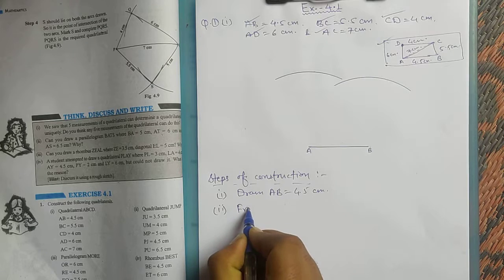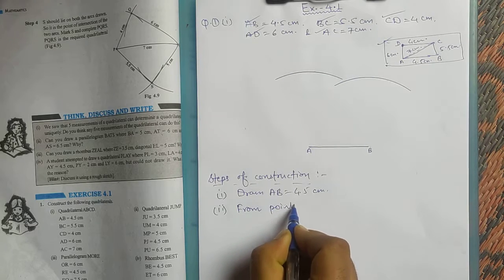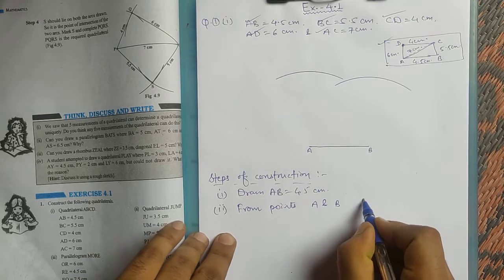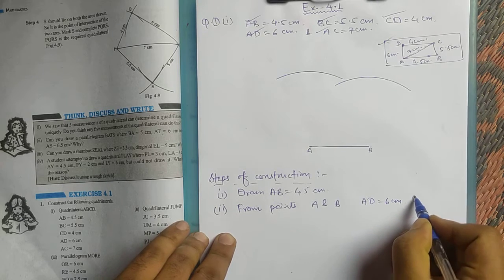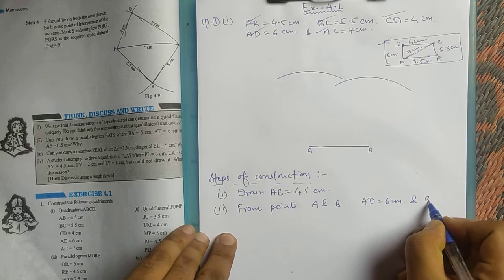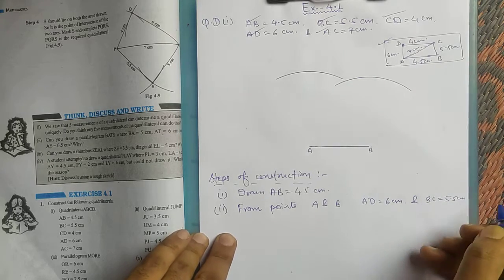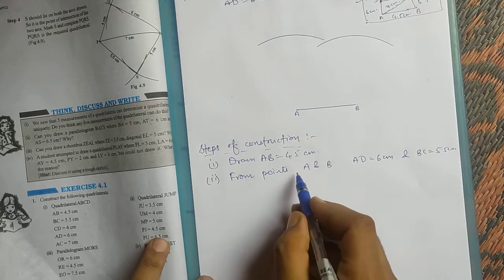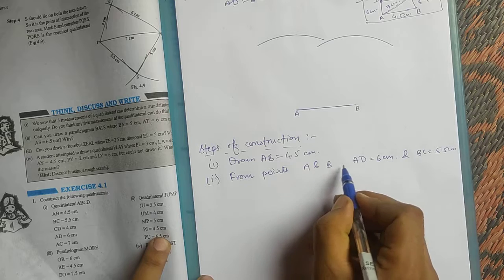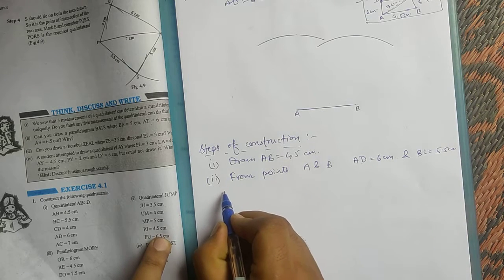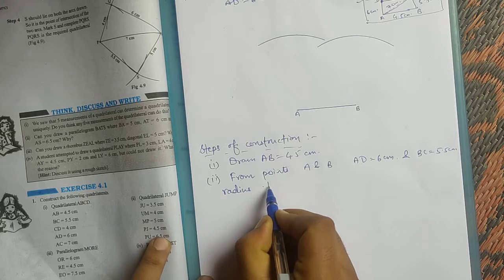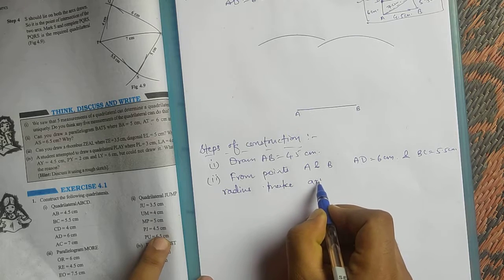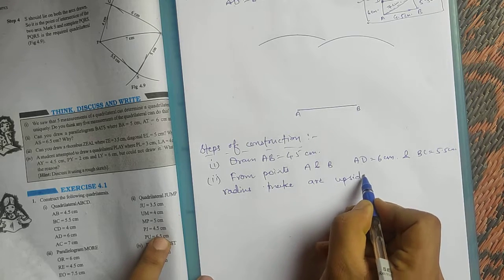So we have to write the second step there. What have we done? From points A and B, with AD equal to 6 centimeter and BC equal to 5.5 centimeter as radii, make arcs above AB.